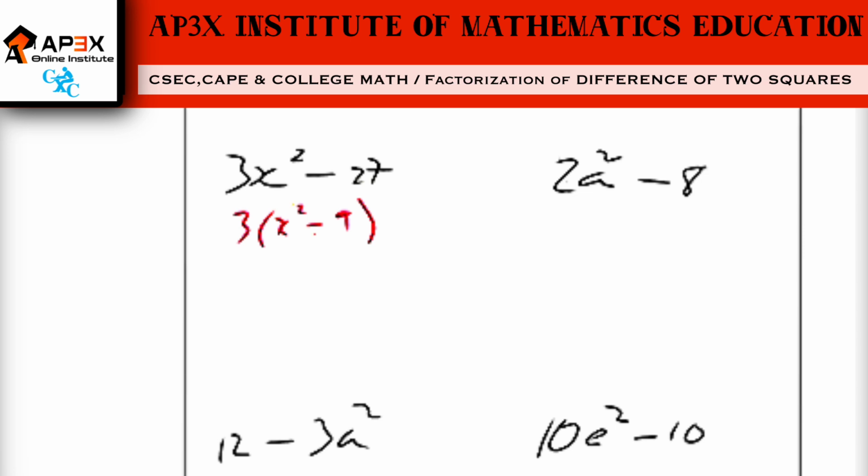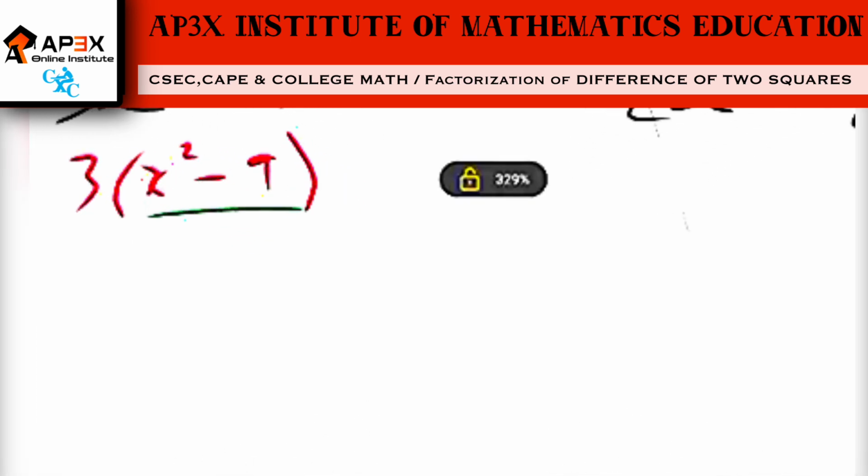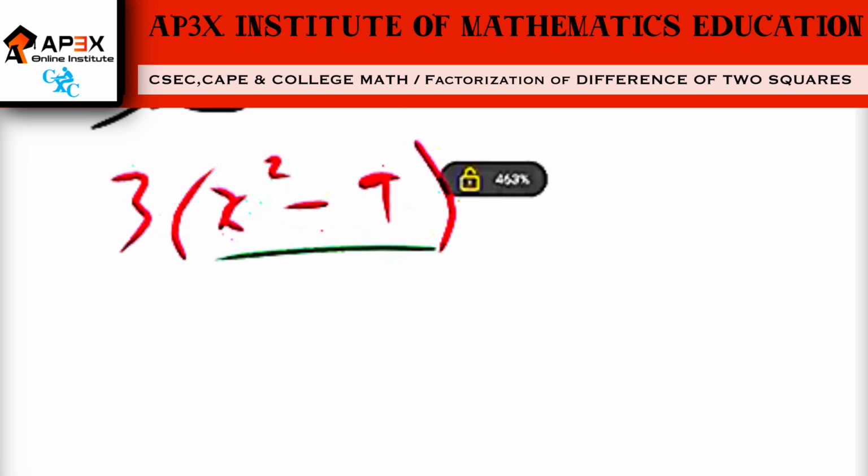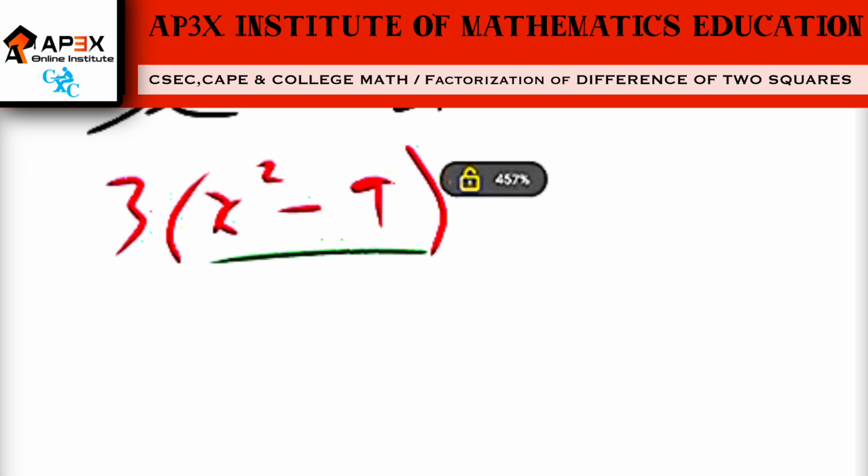So after you factorize by the HCF, there's more than likely going to be an expression that requires you to factorize again. So what do you mean factorize again, Apex? Look closely, guys. That looks just like the difference of 2 squares.